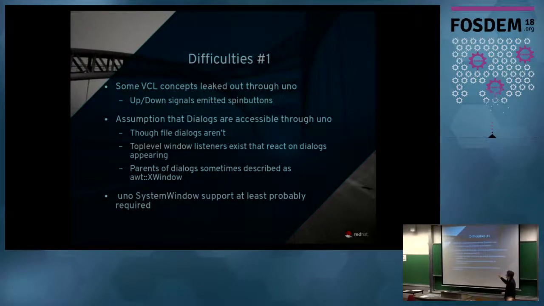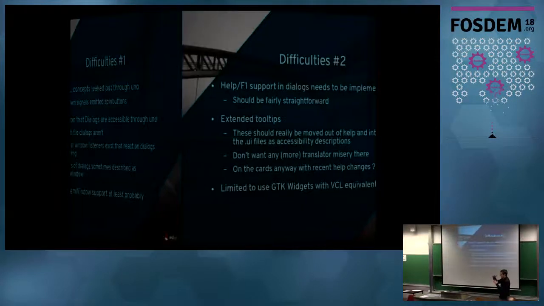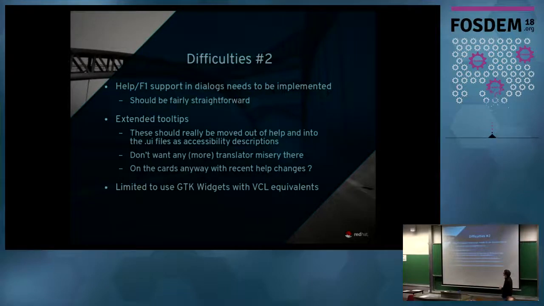And there are some difficulties where some parts of VCL have leaked out through the UNO API. So you can have up-down handlers for the plus-minus buttons and spin buttons for the up and down there. There isn't an equivalent one in GTK, so there'll have to be a bit of work on interfacing the existing UNO stuff that has leaked out that should never really have leaked out. And there'll have to be some amount of UNO support as well to tunnel the dialogues through.